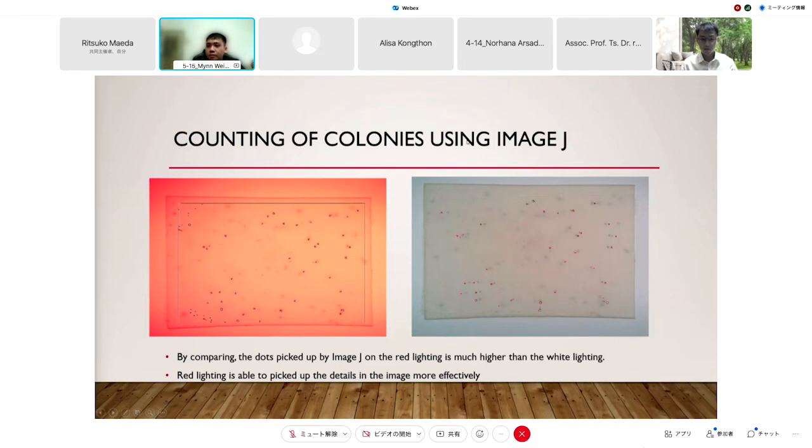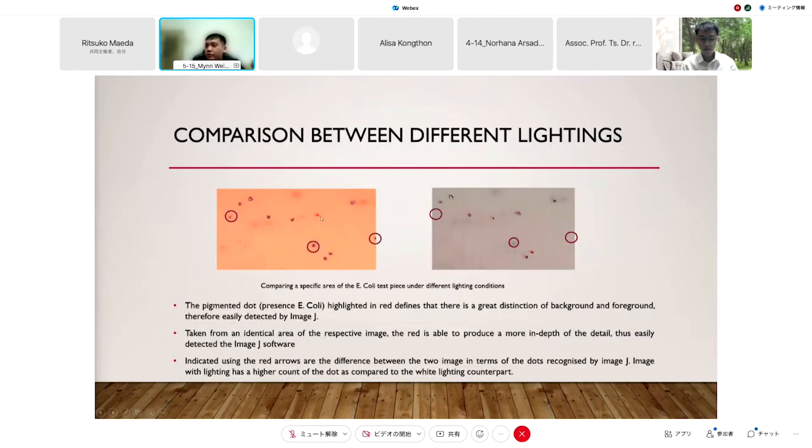And we can verify the claim by using different software. For example, the most common one, ImageJ. All right. So as you can see from here, just by looking at it, ImageJ picks up more of the dots compared to the white one. Okay. So as you can see from here, I've highlighted it for you. This is from a particular section of the test piece. You can see here a few dots that are present on the red one are not present on the white one, right?